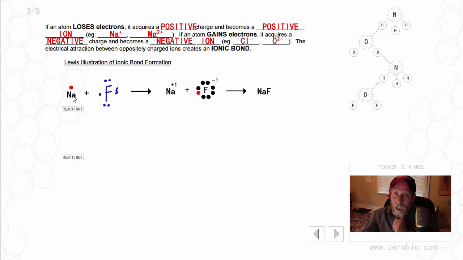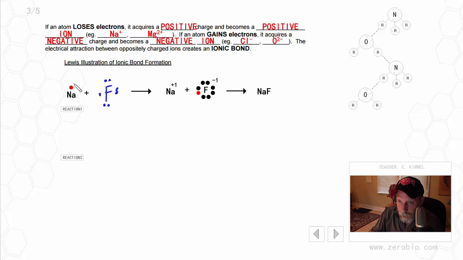So we've got a sodium atom with its one electron, which I've colored in red so we could follow it. This is one electron, the valence electron. We also have a fluorine atom with its 7 outer electrons. Remember, these are Lewis illustrations or Lewis dot diagrams. Now, when an ionic bond forms, what happens is, I'll go to another color here.